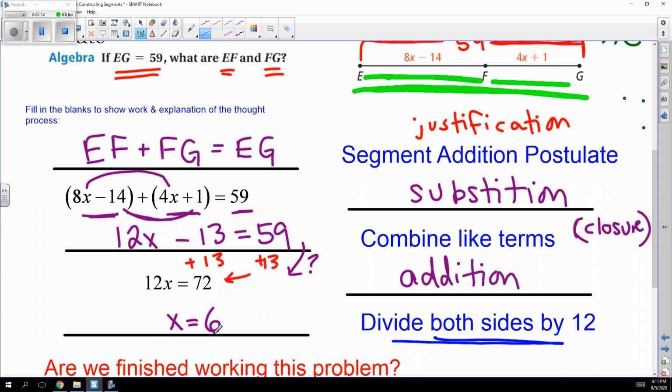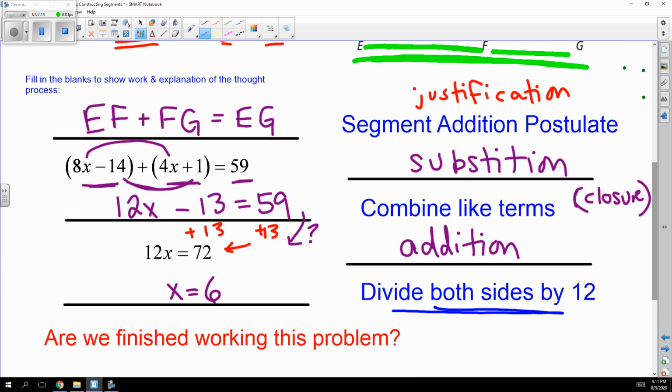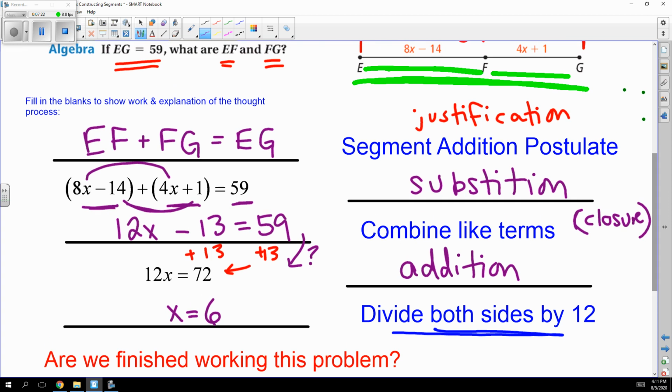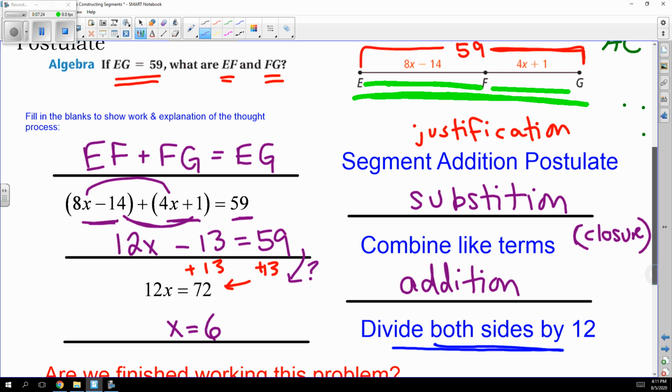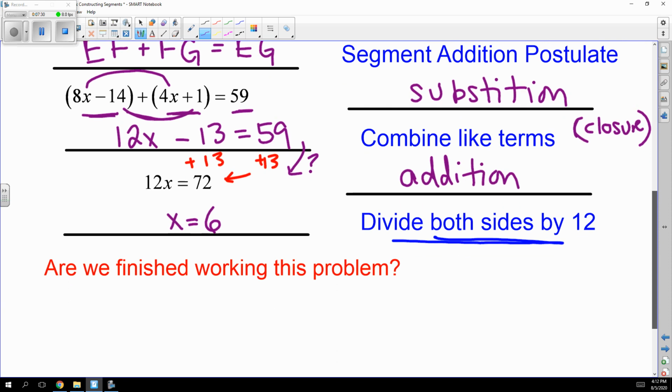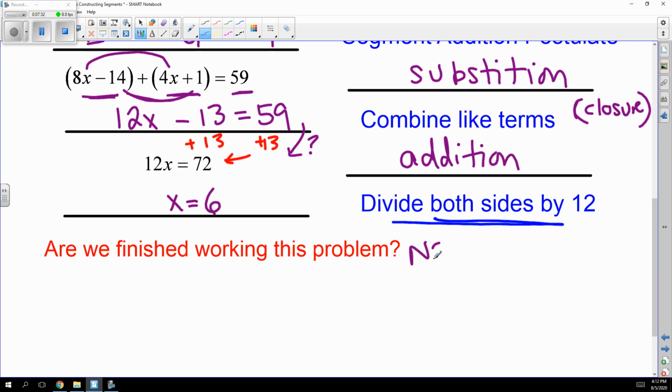And then notice that the very next question says, are we finished working this problem? So you always want to go back, and I'll do this to you a lot. You often will have to solve an equation, but when you solve an equation and get a value for a variable, you're not necessarily done with the problem. Notice that up here I was asking you to find the length of EF and FG. So we're not quite done yet. No, we need to know what is EF and what is FG, right?